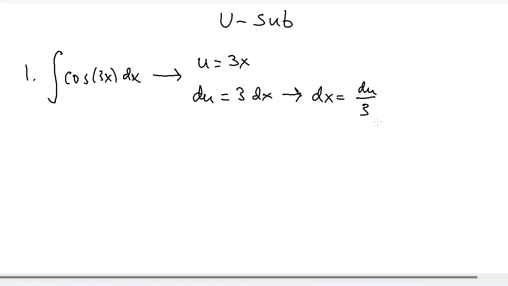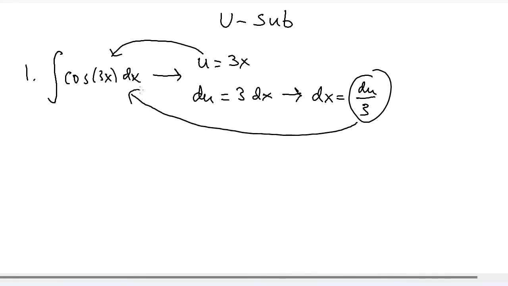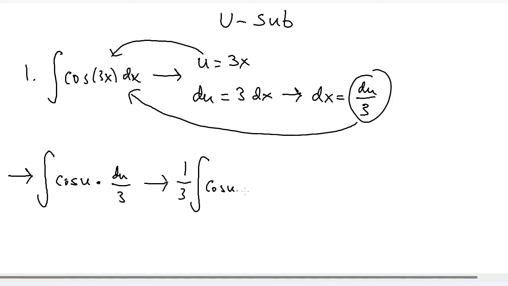So now what I can do is substitute. So I take u and substitute that in for 3x. And I take what I find for dx and substitute that in for dx. So I get the integral of cosine of u times dx, which is equal to du over 3. Du over 3 can be written as 1/3 du, and 1/3 is a constant, so we can take that outside the integral. So now I can rewrite it as 1/3 times the integral of cosine of u du.